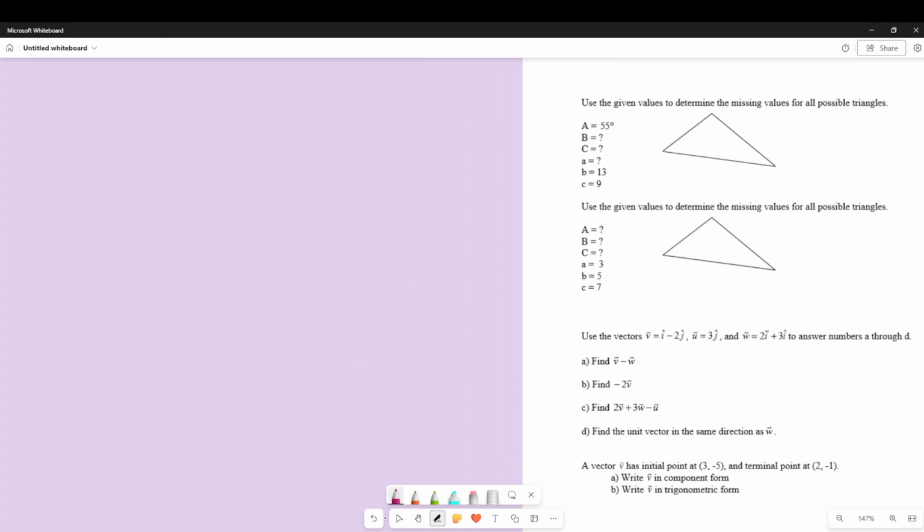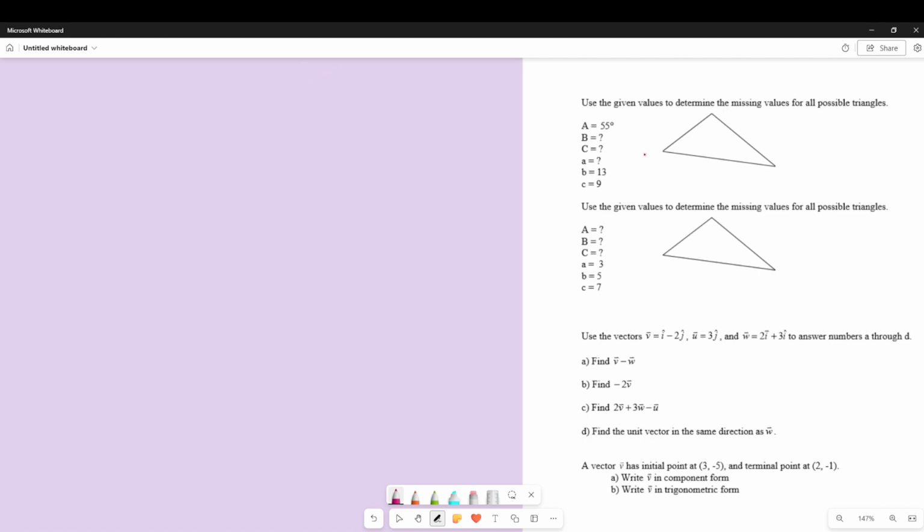That's okay. So, use the given values to determine the missing values for all possible triangles. As soon as you hear all possible triangles, a little bell should go off that says, hey, be careful about your ambiguous case. So, do be careful in both of these when you're using your sine inverse to make sure you're respecting your sine inverse.